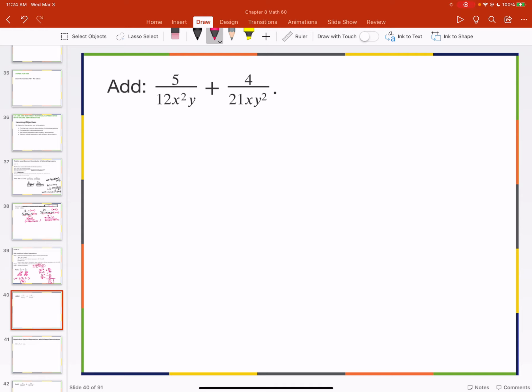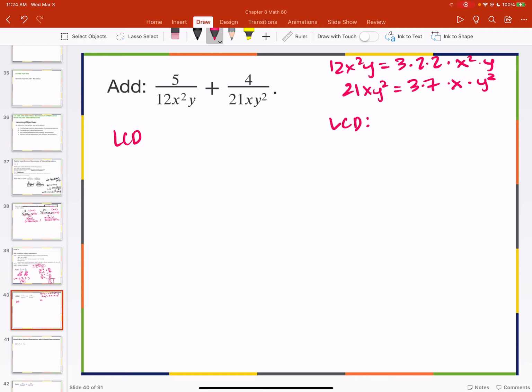So let's do that for here. So my LCD is going to be what? So 12x squared y, what are the factors of that? We have 3 times 2 times 2 times x squared times y, and 21xy squared is going to be 3 times 7 times x times y squared. So the LCD is going to be what?